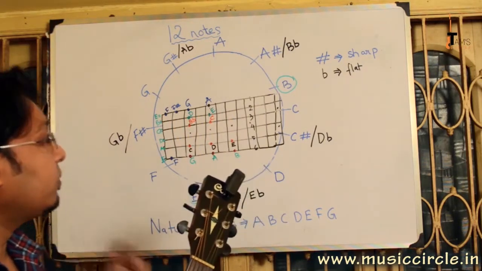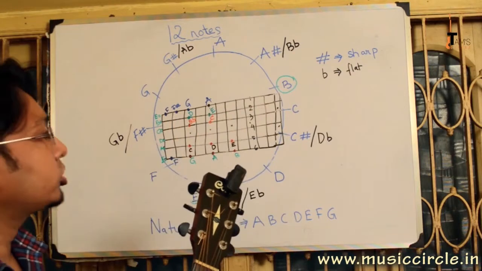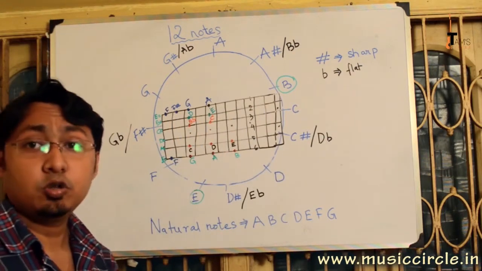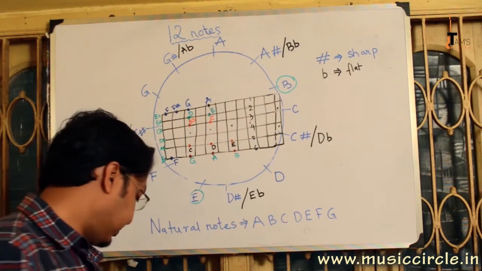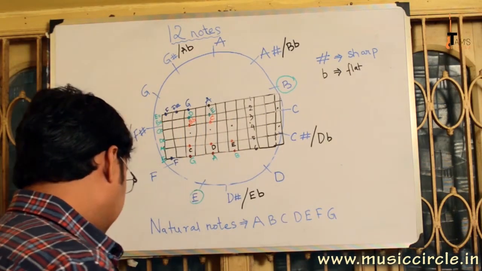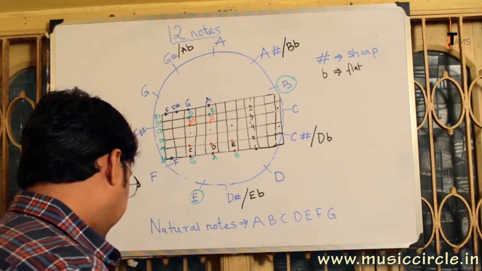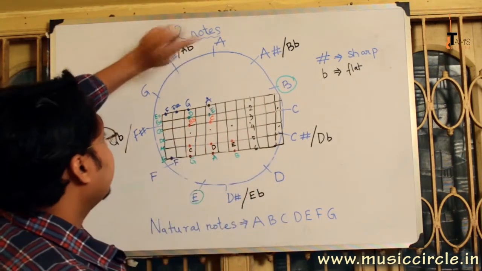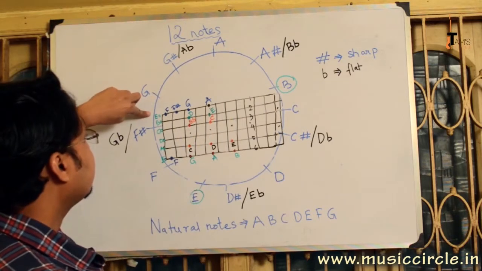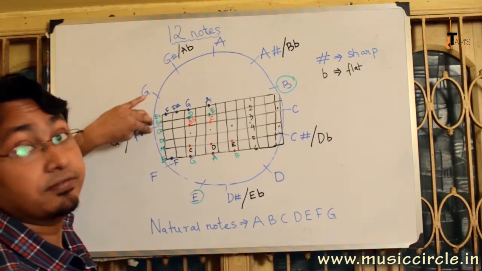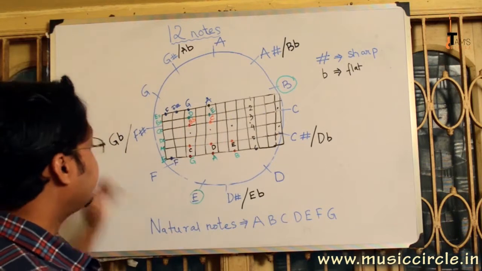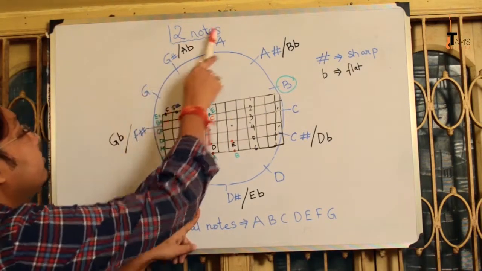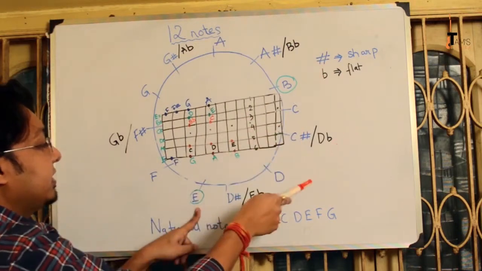And one more thing, we've got two dots on the 12th fret. I'll tell you why. And if you find out the notes on the 12th fret, for example, let's find out the notes on E, B and G strings, 12th fret. So we'll start with open string, E is the open string, and start counting 1, 2, 3, 4, 5, 6, 7, 8, 9, 10, 11, 12.